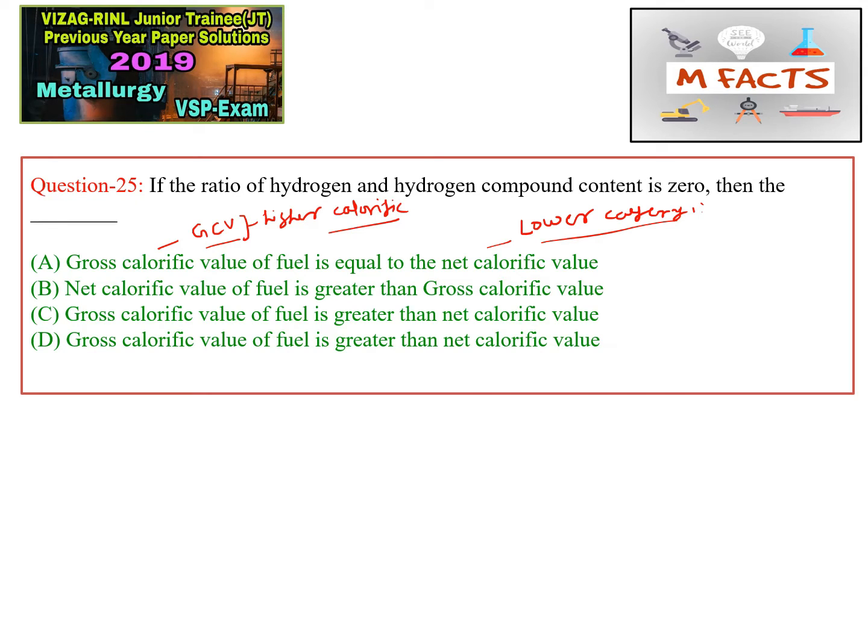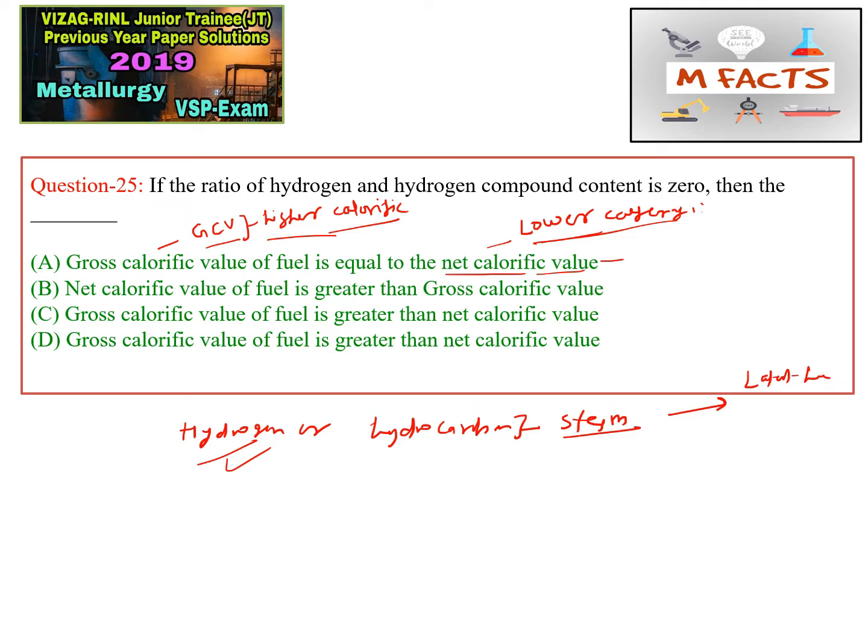Option B says the net calorific value of the fuel is greater than the gross calorific value, and another says the gross calorific value is greater than the net calorific value. There are many confusing options here, so let us see the concept of this question. The gross calorific value is the higher calorific value, and the net calorific value is the lower calorific value. Suppose hydrogen and hydrocarbon compounds are present in the fuel. The hydrogen reacts with oxygen and produces steam, and due to this steam, latent heat and sensible heat are involved.